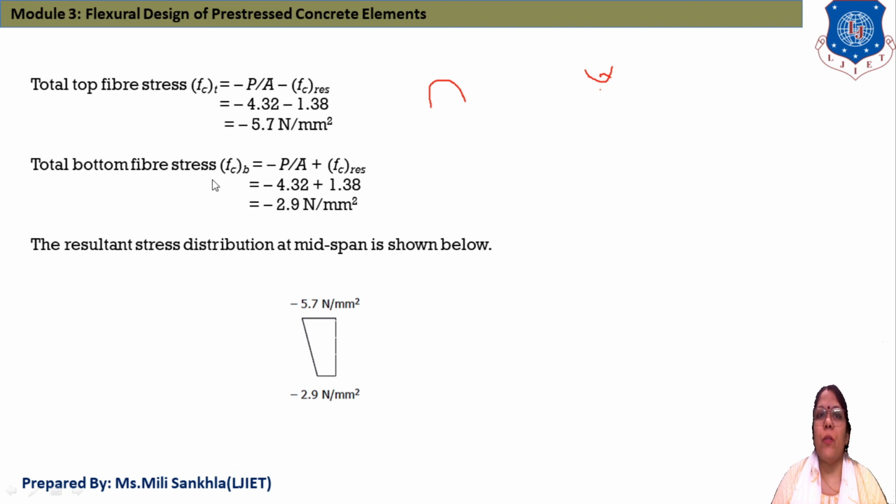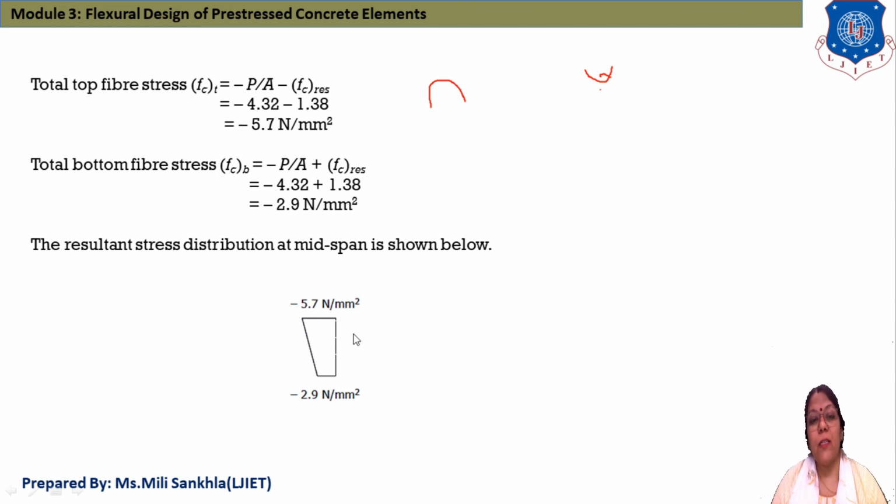Total bottom fiber stress: again the section is subjected to compressive force, so minus 4.32, and according to this load balancing concept, our bottom fiber is in tensile forces, so take 1.38 positive, and the answer is equal to minus 2.9. The resultant stress distribution at midspan is this diagram. At the bottom fiber we found minus 2.9 and at the top fiber we found minus 5.7.